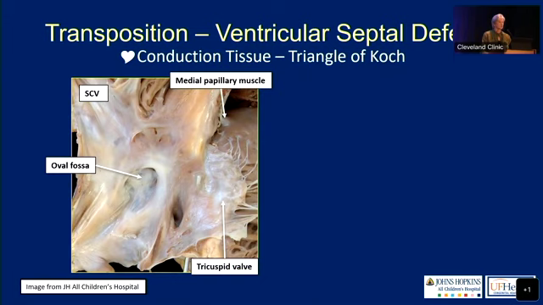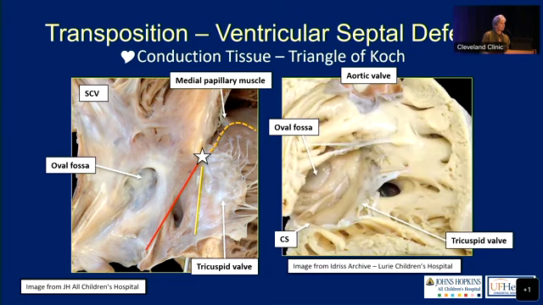And this is a normal heart. If we look at the area of the triangle of Koch, you can see one arm of that triangle is formed by the hinge point of the tricuspid valve, and the other arm by the tendon of Todaro, which arises as a fibrous structure beneath the eustachian valve. At the apex of the triangle is where we're going to have the location of our atrioventricular conduction axis. And if you draw a line from that star to the inferior side of the medial papillary muscle, you'll see where the right bundle branch will run and then extend down the septomarginal trabeculation.